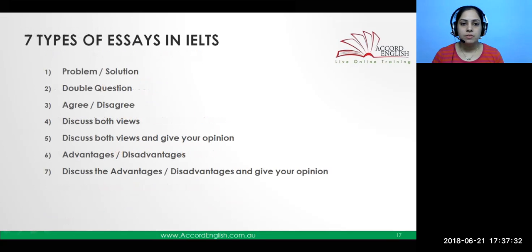So what are the 7 types of essays in the IELTS exam? The first one is a problem solution model. The second one is a double question. The third one is agree disagree. The fourth one is discussion of both views. The fifth one is discussing both views and then giving your opinion. The sixth one is discussion of advantages and disadvantages. And the seventh one is discussing the advantages and disadvantages and giving your opinion.